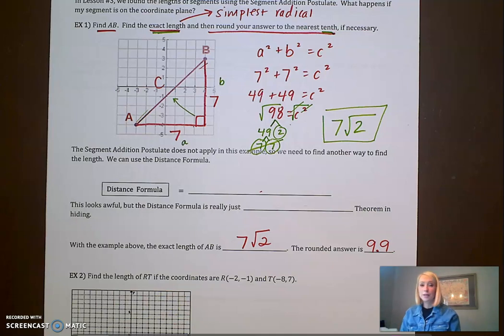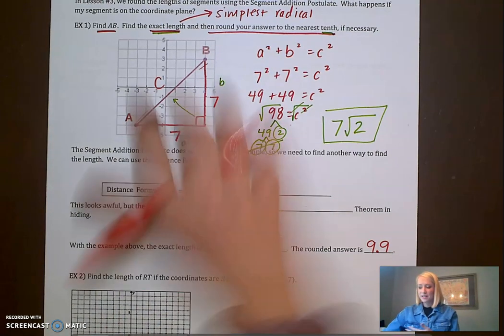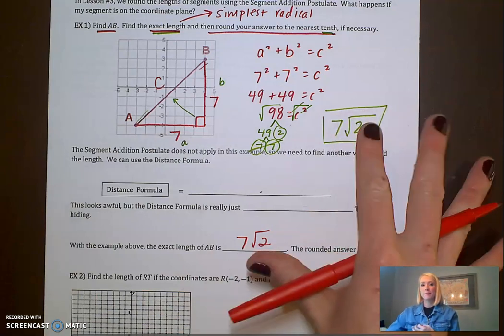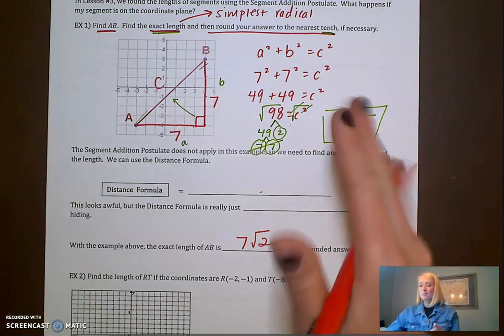Whew, I feel like that was already a lot. So that's a lot. Like I said, you can't use the segment addition postulate, so this is one way to do it. You're going to do these exact problems. So this is like half the lesson right here. But some people don't want to do that.